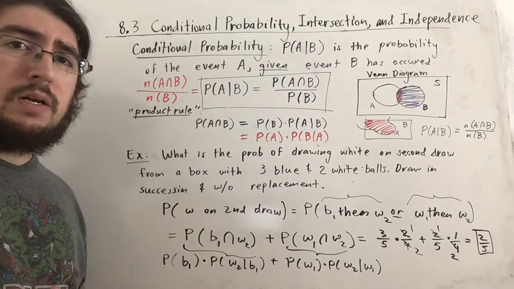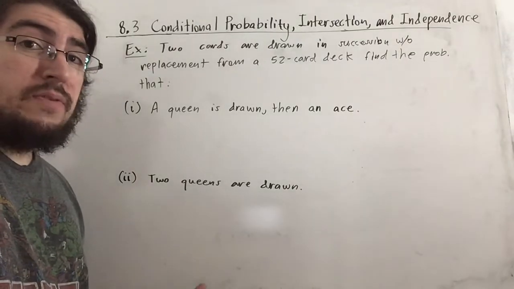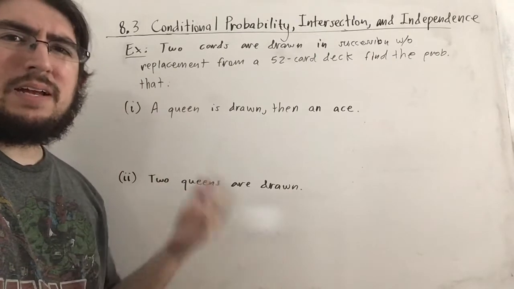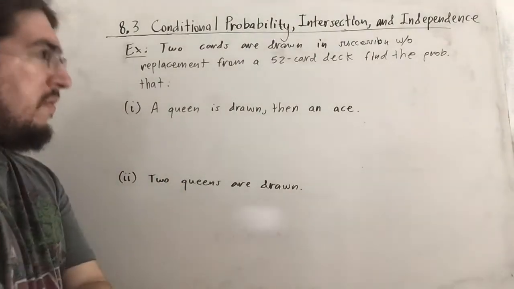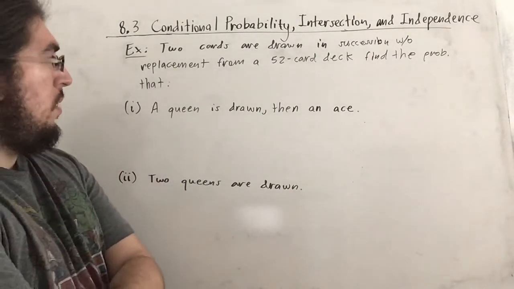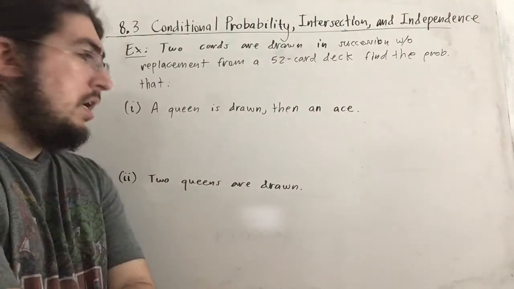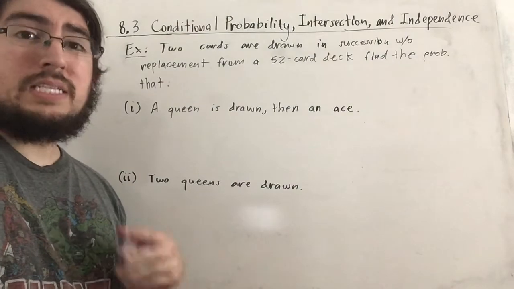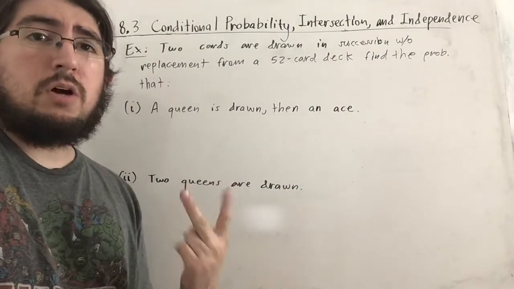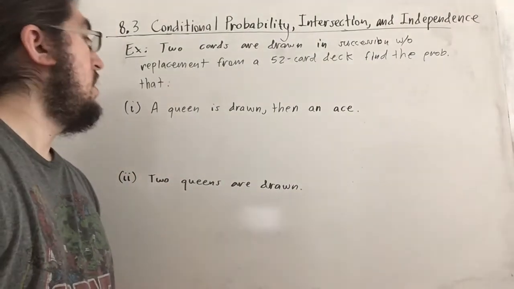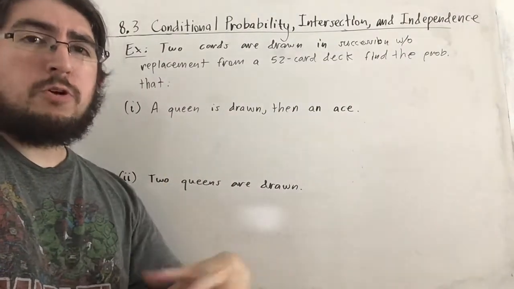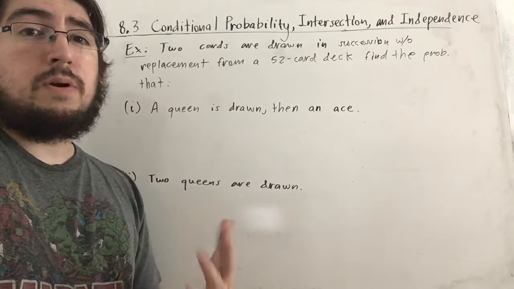So let's take a look at that. All right, so for this example here, we are given that 2 cards are drawn in succession without replacement, kind of like the previous scenario we had, from a 52 card deck, and we want to find the probability that each of these 2 events occurs. Now the scenario that comes to my mind is Texas Hold'em, because in that game you actually draw 2 cards, one after the other, of course. And without replacement just means you don't put them back. So after you draw one, then you draw the other, and you keep the one you just drew.